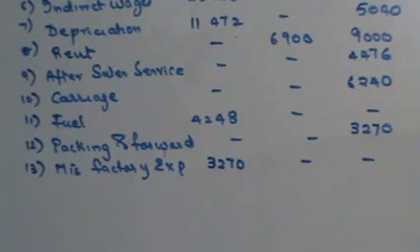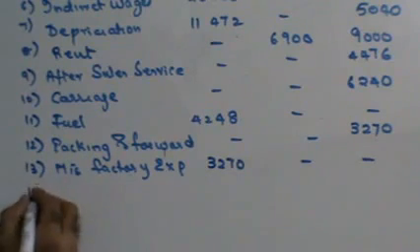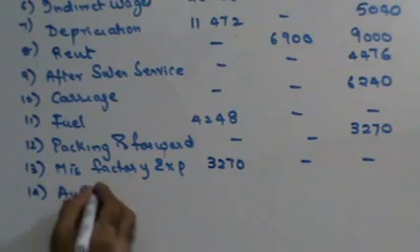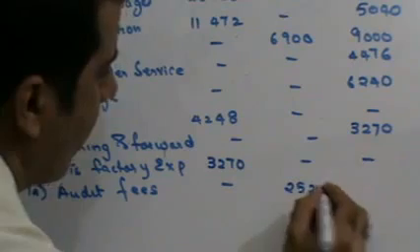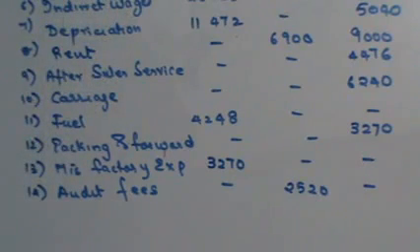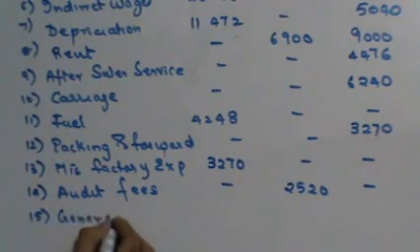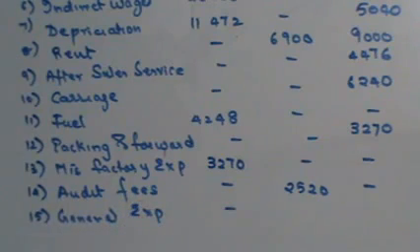Right. Next, preliminary expenses, finance expense, not to be recorded. Audit fees is recorded; that's not a finance expense, that's an office expense. Audit fees is given to you as 2,520. Then you have general office expenses, given to you as 1,500.